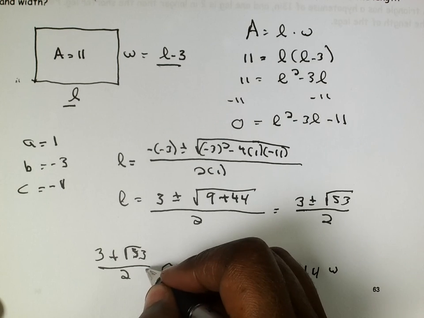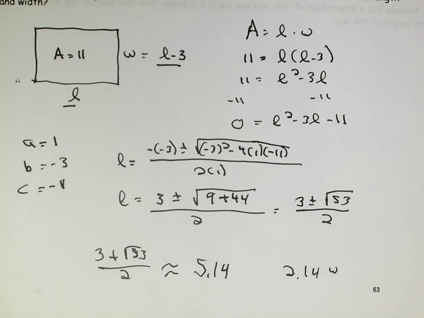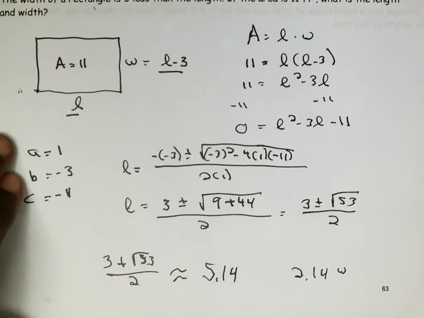If you leave it in the standard form, you would just have to subtract 3 from this radical. It's not very helpful though, right? If you're talking about lengths and widths, you really don't want to talk about radicals.